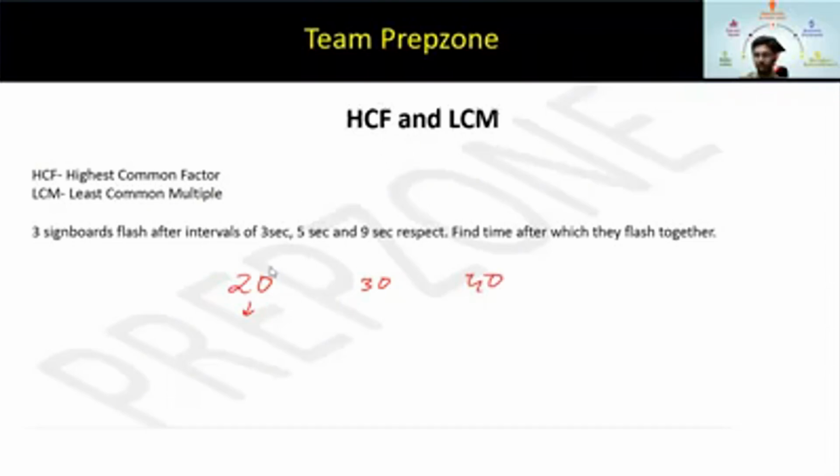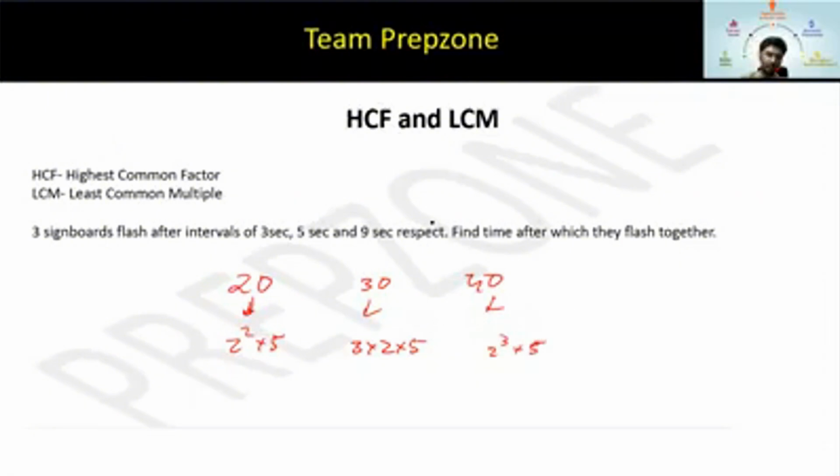Quickly prime factorize these numbers. Tell me the prime factorization of 20 quickly now. 20, 30, 40. What will be the prime factorization? What is the prime factorization of 20? Good. 2 square into 5. 30: 3 into 2 into 5. 40: quick, you should get it much easily now. Fine. 2 cube into 5.